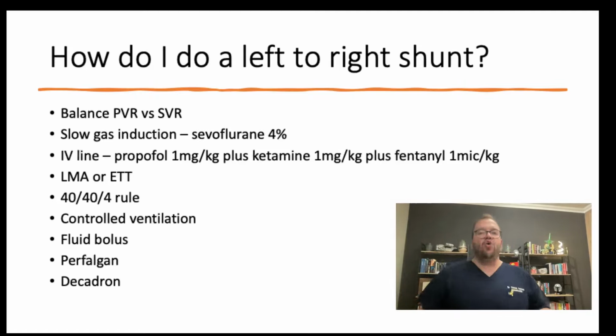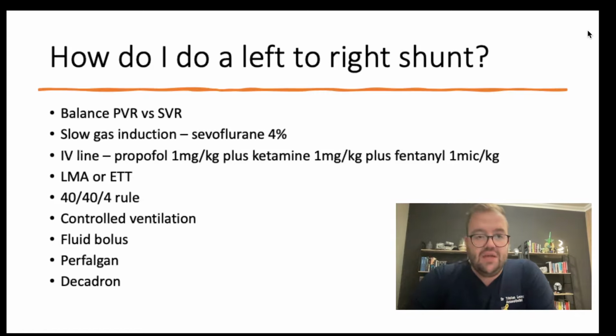I then follow the 40-44 rule: FiO2 of 40, end-tidal CO2 of 40, and an end-tidal sevo of 40. I use pressure controlled or support ventilation. I give a fluid bolus of 20 mils per kilo. I give local to the wound site and Perfalgan for analgesia, and Decadron for post-operative nausea and vomiting.